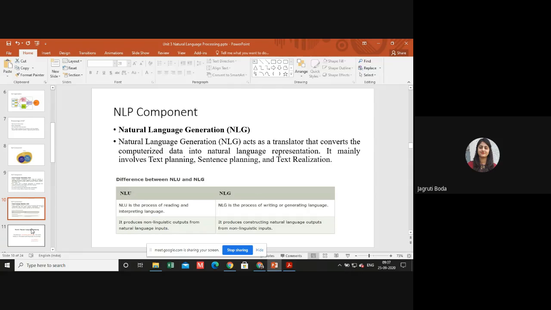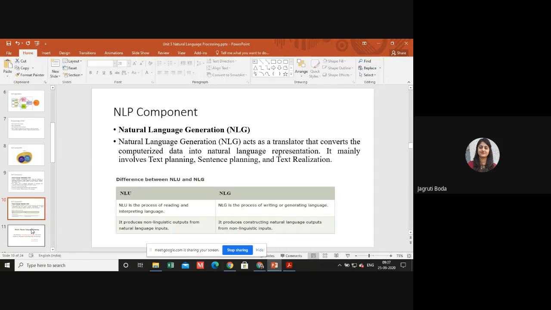Say you are asking a question to Google: where is the PP Savani University, right? They understand the meaning of the sentence using natural language understanding, and they generate the result using natural language generation. Means you are writing a question in text form, then they provide the result in text form. So this is the output or reply to your question.